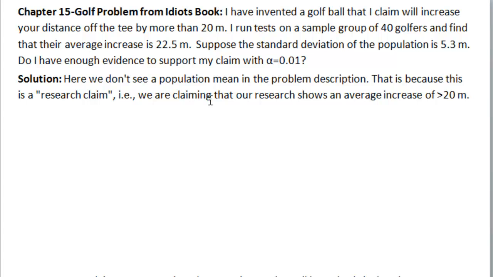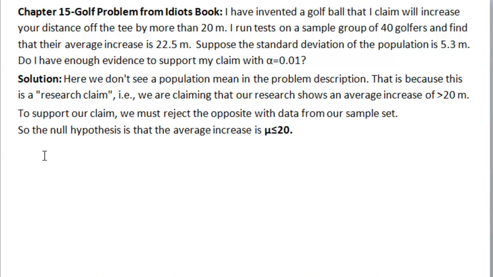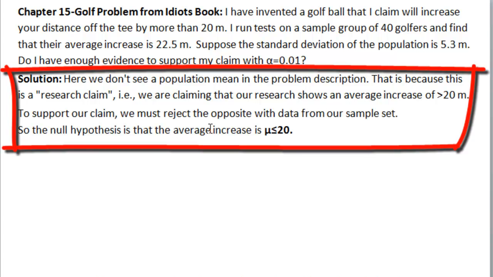Here we don't see a population mean in the problem description. That is because this is what is called a research claim, i.e., here we are claiming that our research gives evidence of an increase of greater than 20 meters. To support our claim, we must reject the opposite with data from our sample set. So the null hypothesis is the opposite: the average increase mu is less than or equal to 20.